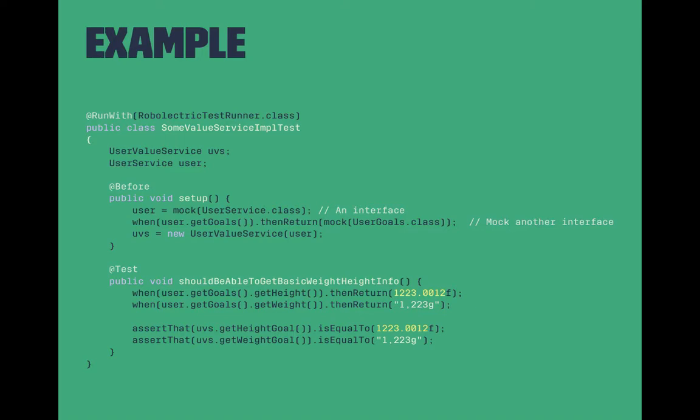we say assert that UVS.getHeightGoal. Now remember, we are actually testing the user value service here, because that's what we constructed inside of the setup method. We want to see that when we get the user height goal, it's equal to 1223.00.12f.